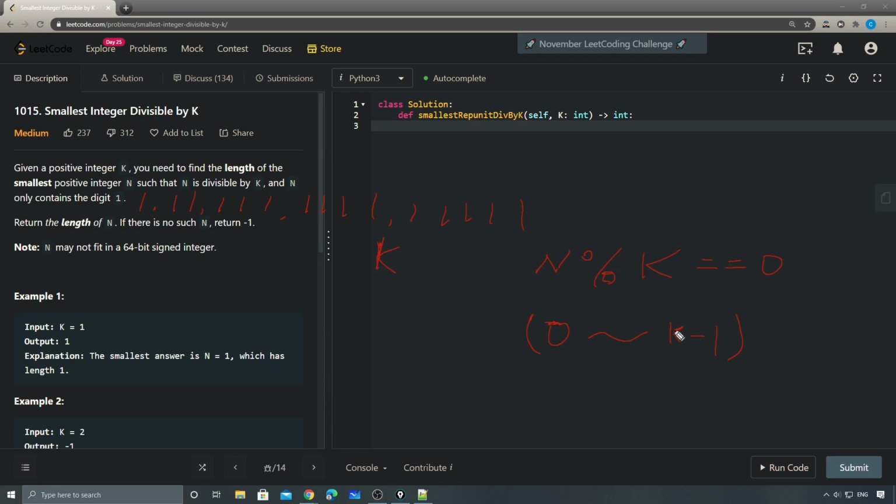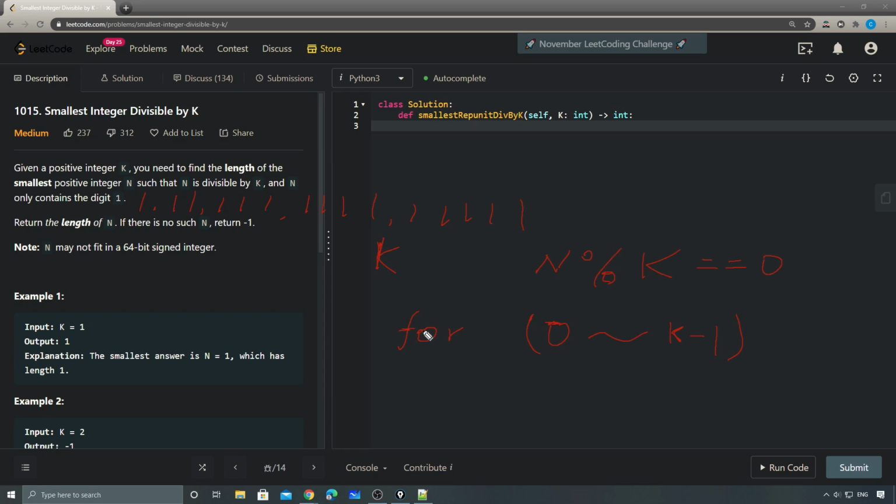Because as long as we see a duplicated remainder, it means that if we continue doing this mod k and increase n by one digit, the remainder will end up in a loop, so it will just continue in that loop forever and ever, and will never find the zero. So the first thing is that we only need to do a for loop this many times, basically k times.